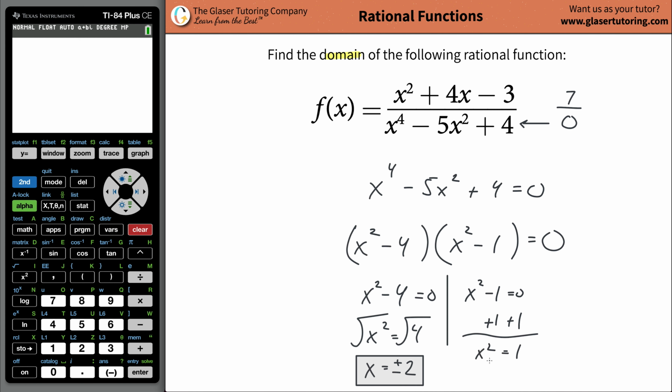So this is x squared is equal to 1. Again, square root of both sides. So x is going to be equal to plus minus 1, because the square root of 1 is 1. And anytime you take the square root, it's going to be both plus and minus. So these are the values. You have 4 restrictions. And that's it.